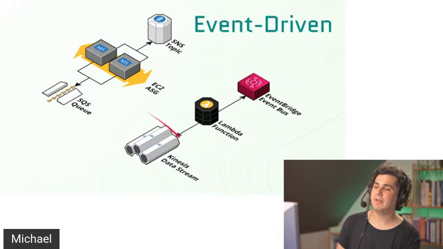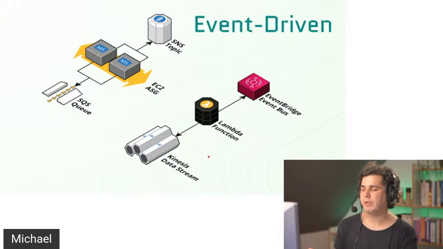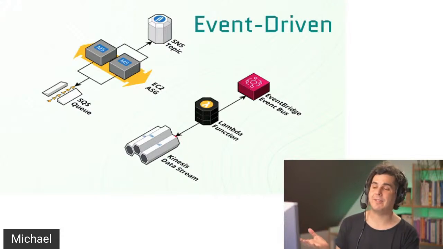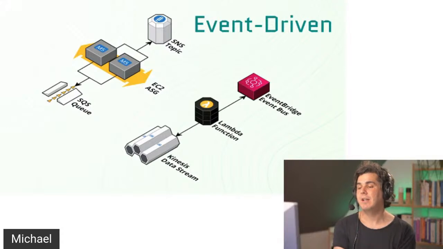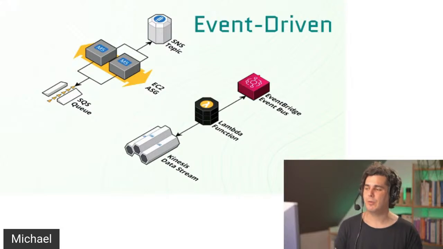But we also have the more modern approach where we have, for example, a Kinesis data stream at the beginning. For example, the website ingests the data directly to the data stream. Then we have a Lambda function that gets the events out of the data stream, runs some business logic, and then pushes the result to an event bus provided by EventBridge. So as you can see, there are many AWS services that can be used in an event-driven way.